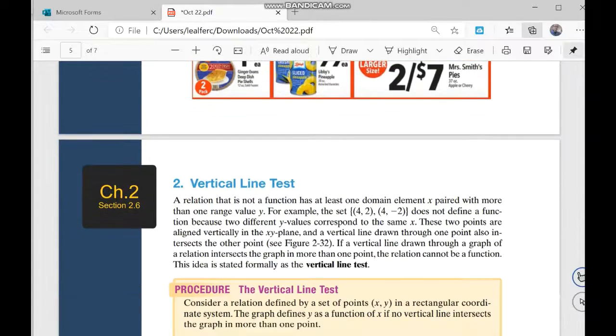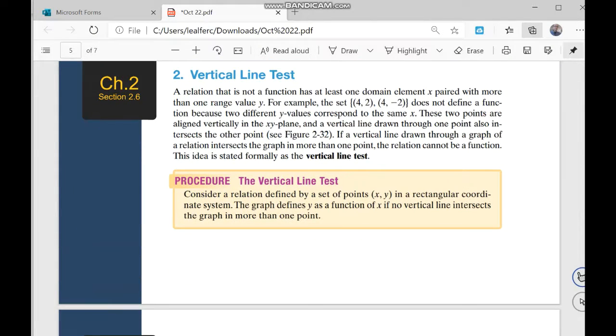Let's move to the next. And I like to say, keep things simple. Keep things about the vertical line test simple. Let me read the procedure, and I'm going to show with an example that this actually is something very, very simple. Procedure, the vertical line test. Consider a relation defined by a set of points, x and y, in a rectangular coordinate system. The graph defines y as a function of x if no vertical line intersects the graph in more than one point. So this is the procedure, the definition.